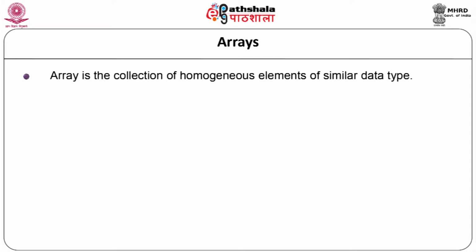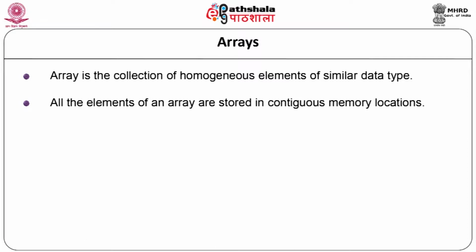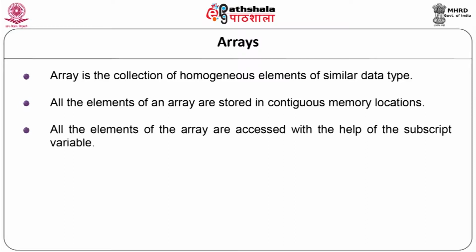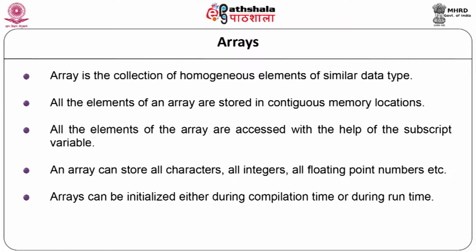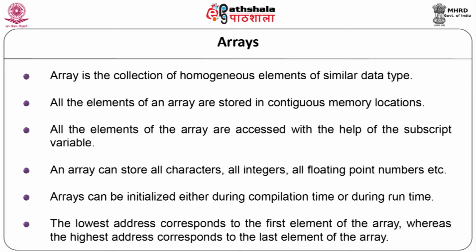An array is a collection of homogeneous elements of similar data type. All the elements of an array are stored in adjacent memory locations. Many times it is called contiguous memory location. All the elements of the array are accessed with the help of the subscript or the index variable. An array can store all characters, all integers, all floating point numbers, etc. Arrays can be initialized either during compilation time or during runtime. The lowest address corresponds to the first element of the array, whereas the highest address corresponds to the last element of the array.